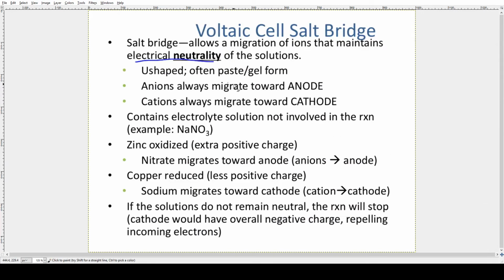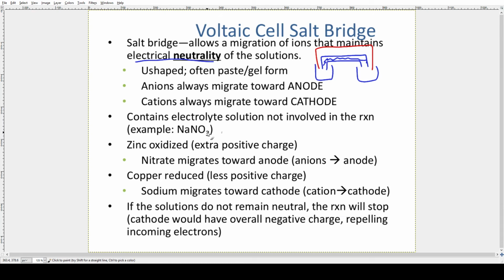They are U-shaped, so if we have our two different beakers, it'll usually be something like this, with the wire going above and around it. So this blue tube here is our salt bridge. They have anions and cations within them. The anions will always migrate towards the anode. The cations will always migrate towards the cathode, so that's pretty easy to remember.